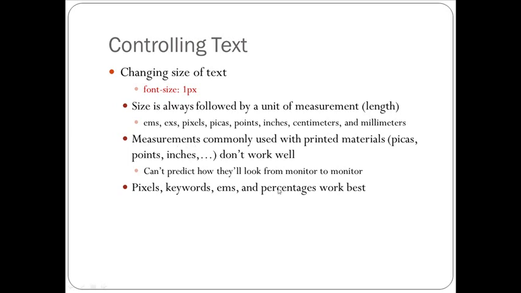The measurements commonly used with printed materials are picas, points, and inches, but those don't work well with screens because you're dealing with a pixelated screen. So for what you're doing on the computer, the web, is going to be different than when you want to print something. So for computer screens I should say, pixels, keywords, EMs, which when you do that it's actually EM, and percentages work best.